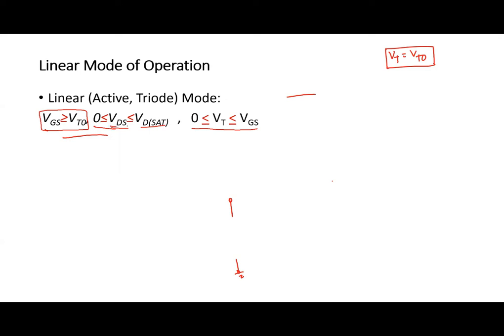That is, VDS, which is VD minus VS, is equal to VDS, and VS is always grounded, so we are only applying potential at the drain. So VDS is less than or equal to VDsat. This is the case you need to consider. If your device is in the linear region, then these conditions need to be followed.